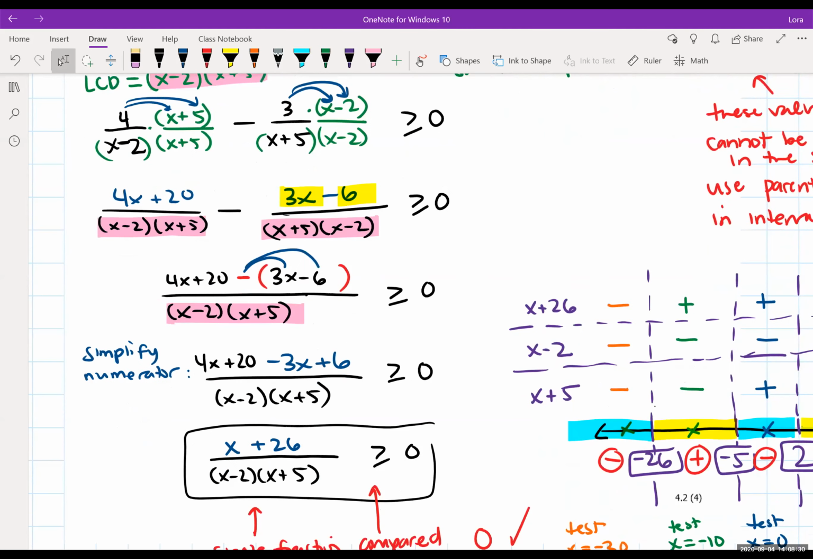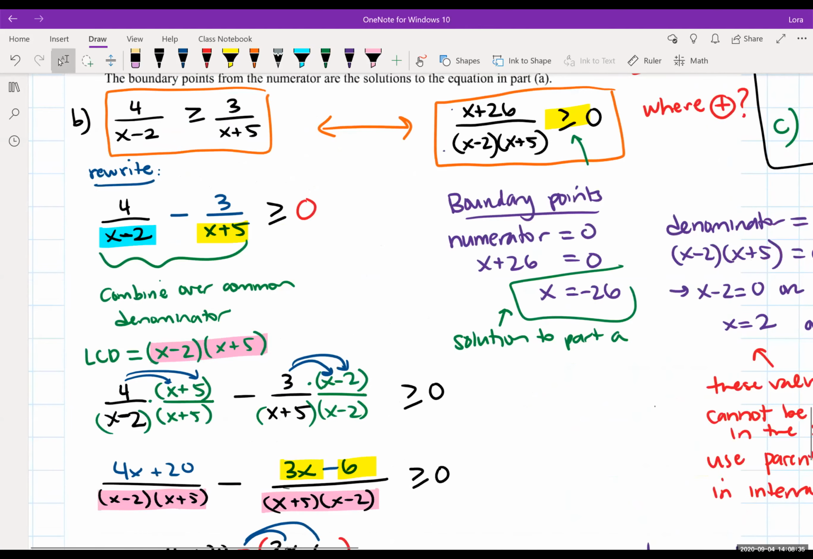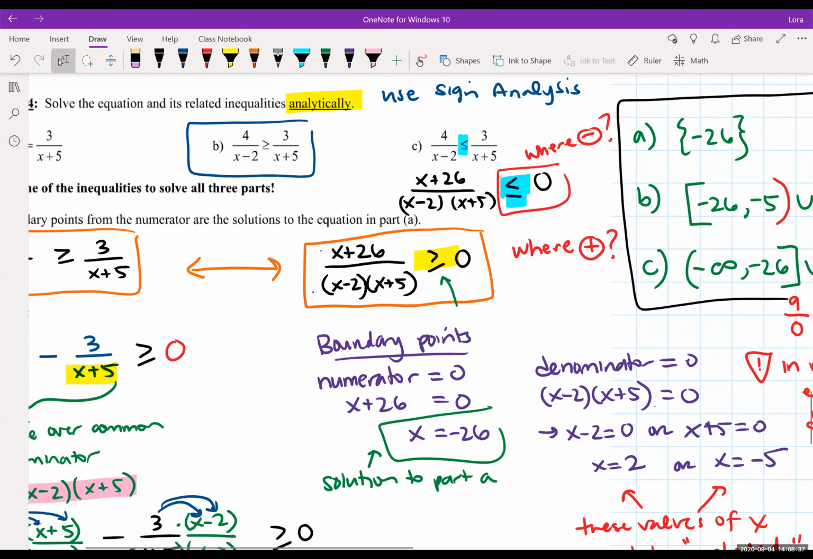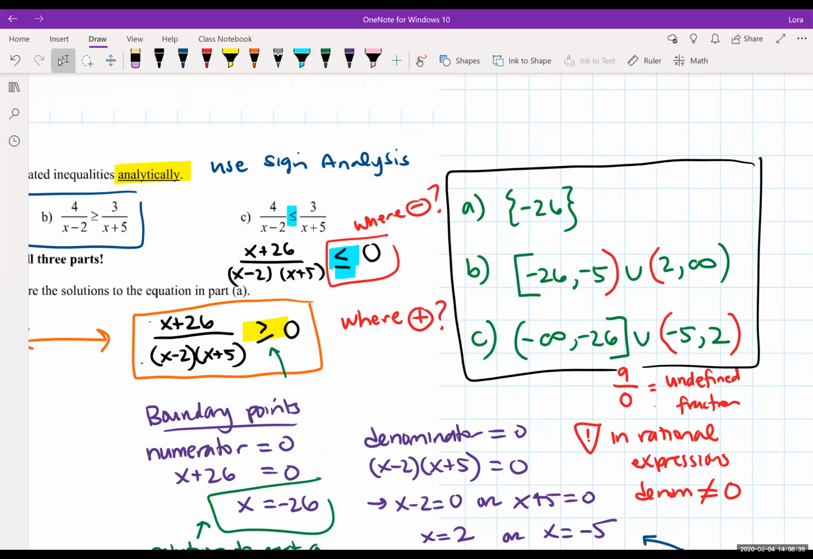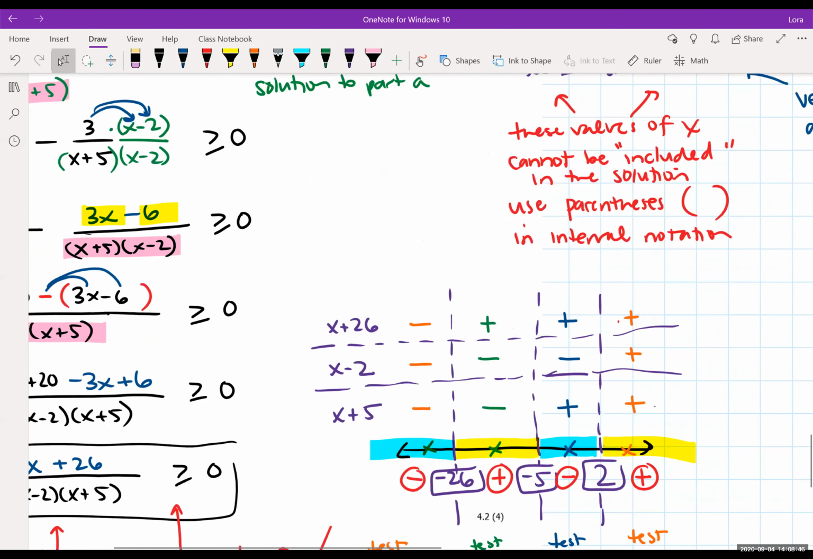So this kind of is a little complicated. And then the other new thing in this section is being really careful about your boundary points, whether or not to use parentheses or brackets. So take some time on these. The more you practice, the more it becomes second nature.